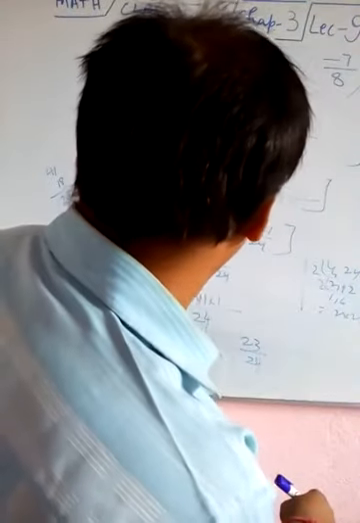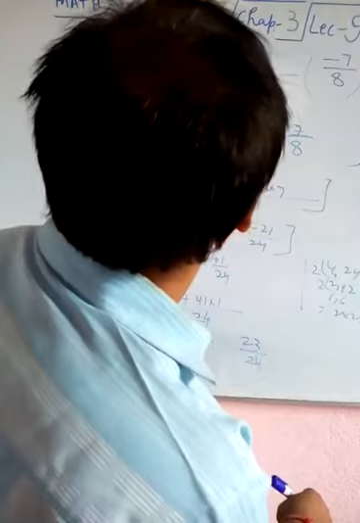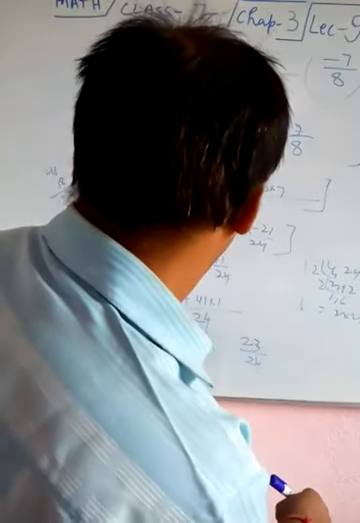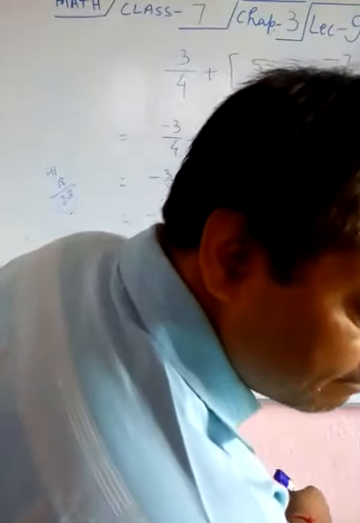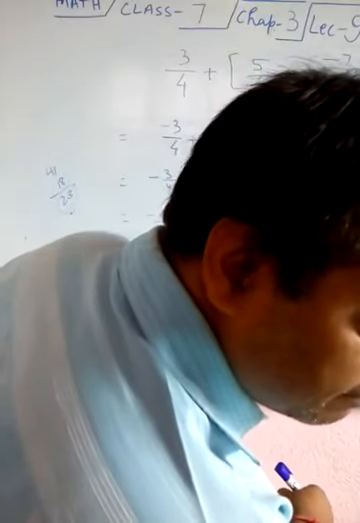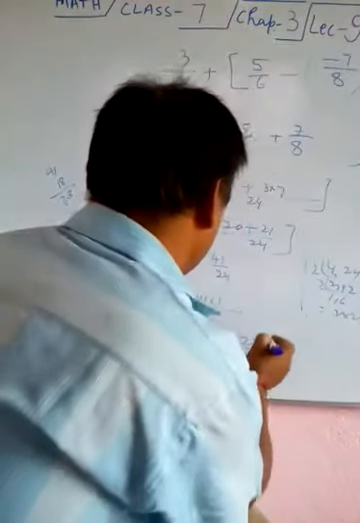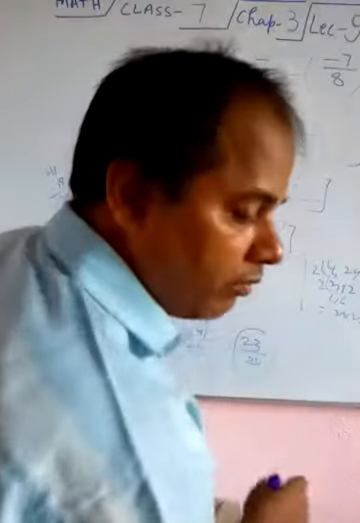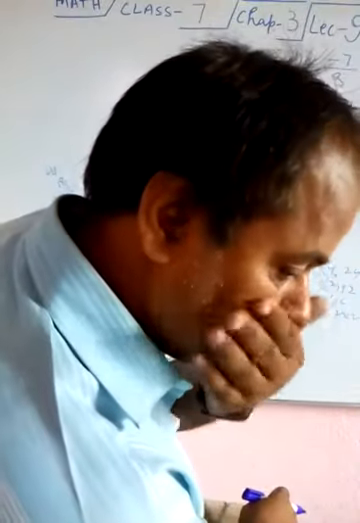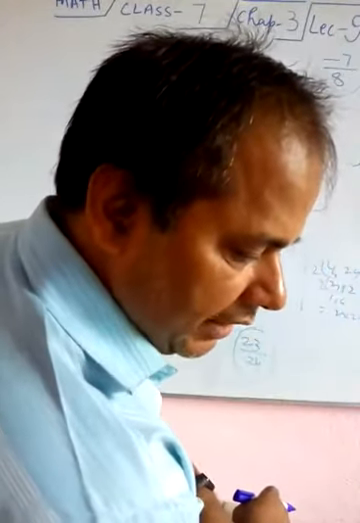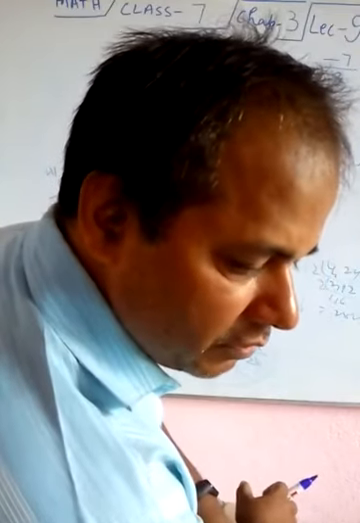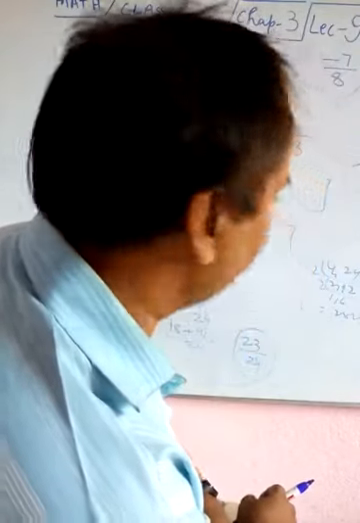And which sign? So 23 by 24 will be the answer. Next is example number 22.